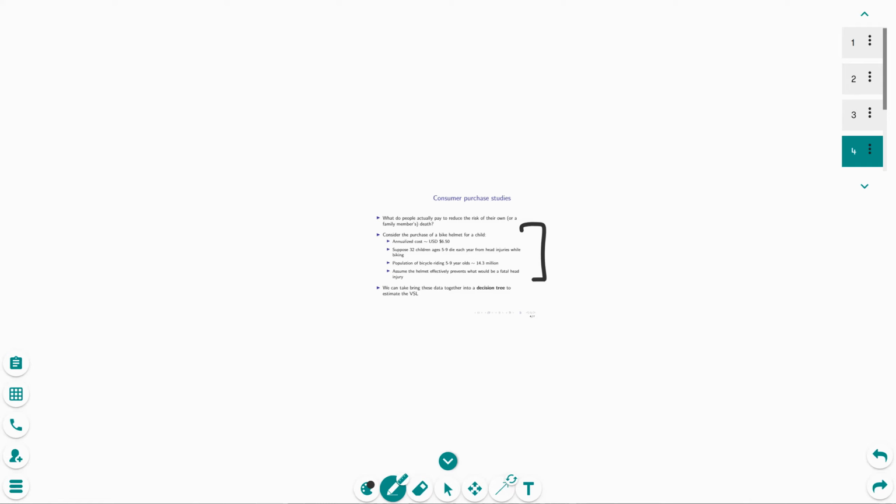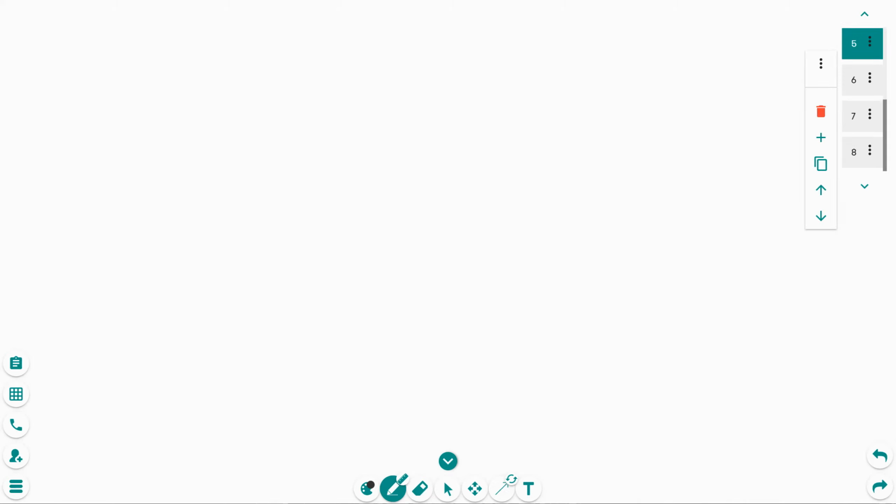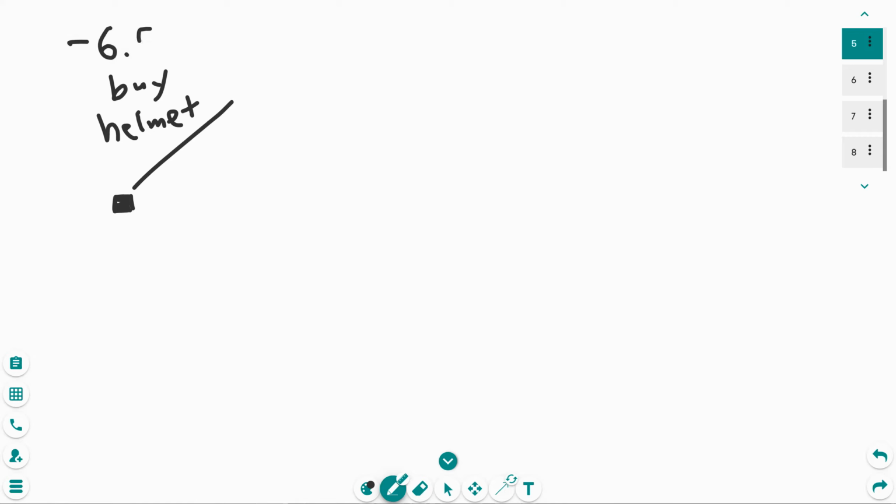to use a decision tree, which we're familiar with from this class. So just as with all decision trees, we start out with a decision to be made. This is the square decision node. And our choice is whether to buy the helmet. That's going to cost $6.50. The other option is not to buy the bike helmet.